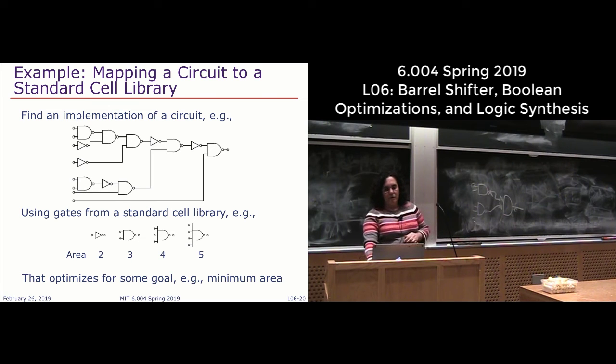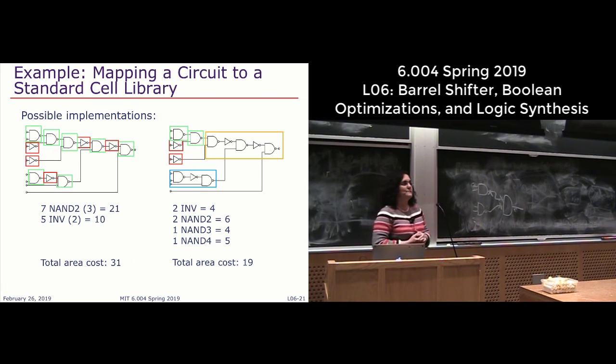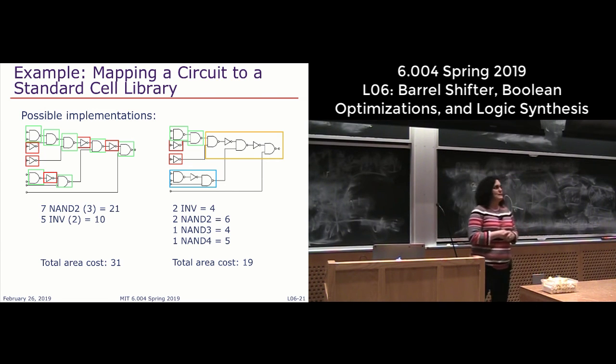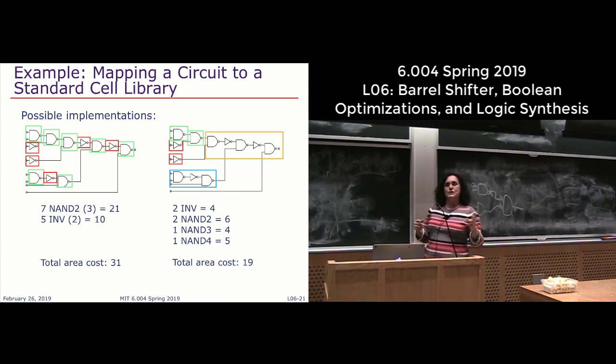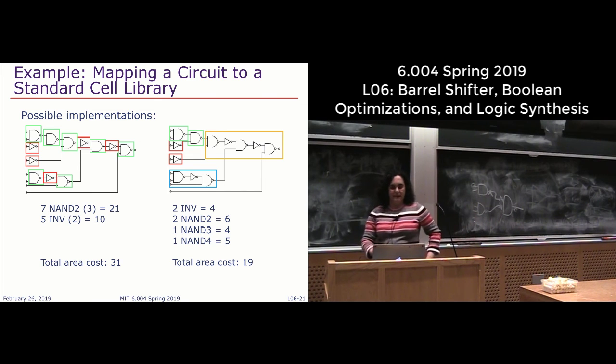So how would I go about doing that? Well, here I show you two possible implementations of mapping this circuit to the set of gates that are available to us. If we look at this one over here on the left, what did we do? We just mapped our circuit directly to the basic gates, which are 2-input NAND gates and inverters.